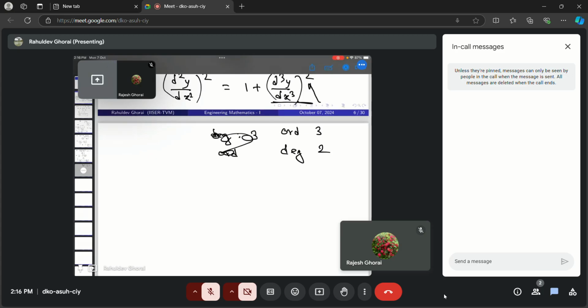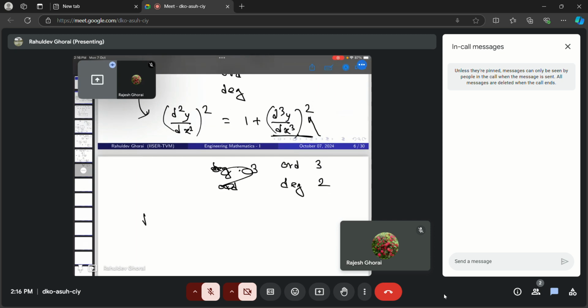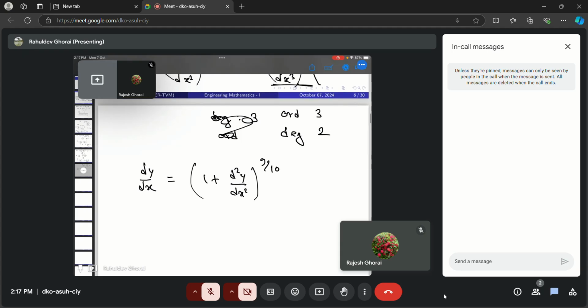Okay, always, let's say you have dy/dx equal to 1 plus d2y/dx2 to the power 9 over 10. Then you have to make it non-fractional, in the non-fractional form. So just do it like this.